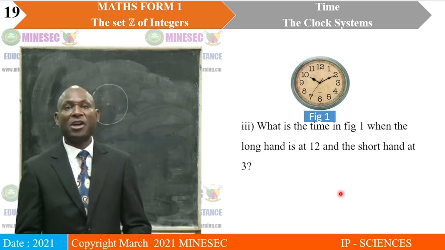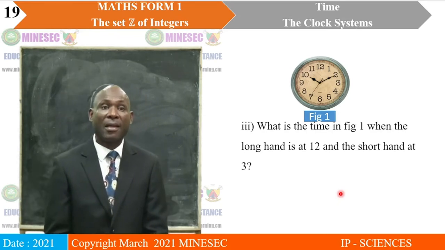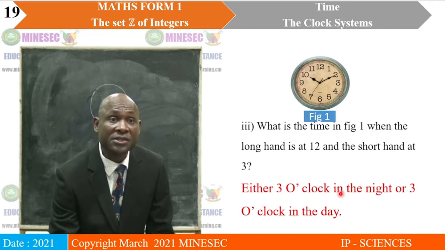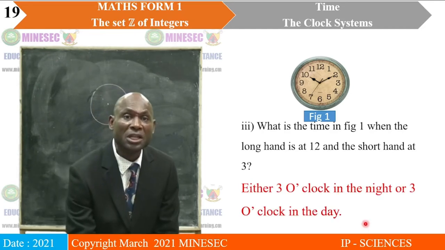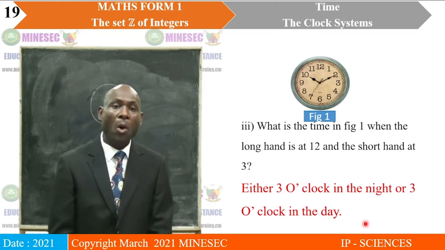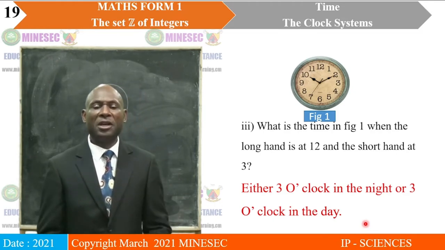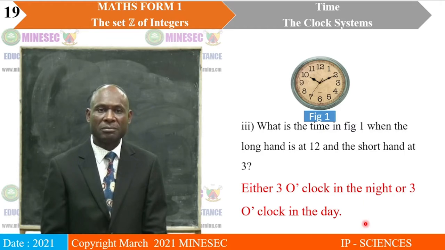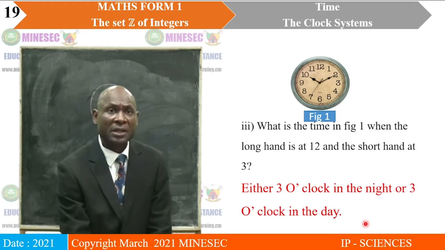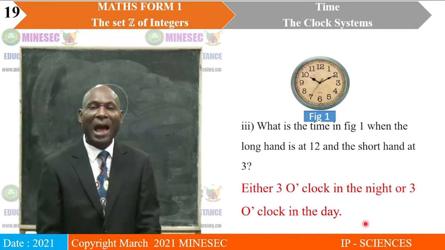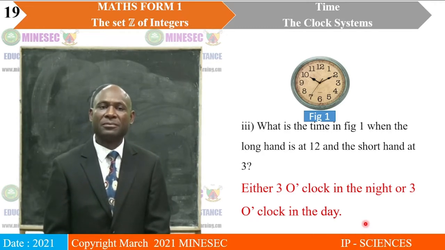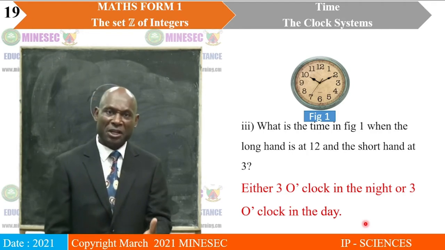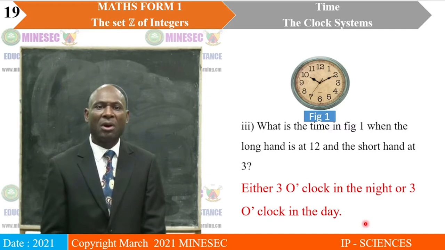So, what is the time? The time is either 3 o'clock in the night or 3 o'clock in the day, since the clock displays only 12 hours out of the 24 hours of the day. So the time is either 3 o'clock in the night or 3 o'clock in the day.